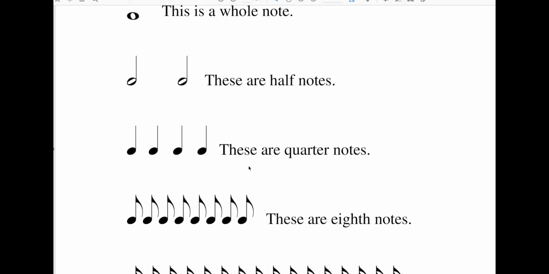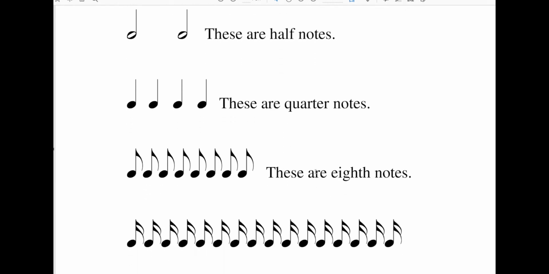So 2 eighth notes in a quarter note. 2 quarter notes in a half note, so that means there would be 4 eighth notes worth of time in a half note. And we could say 8 eighth notes worth of time in a whole note. So that's how we could look at this. And then we just keep dividing it.